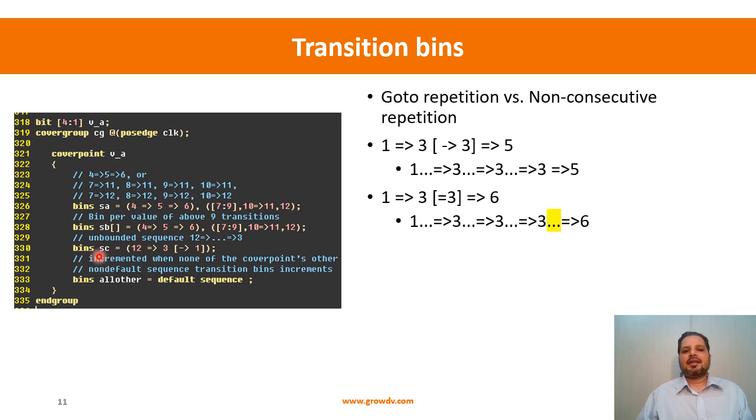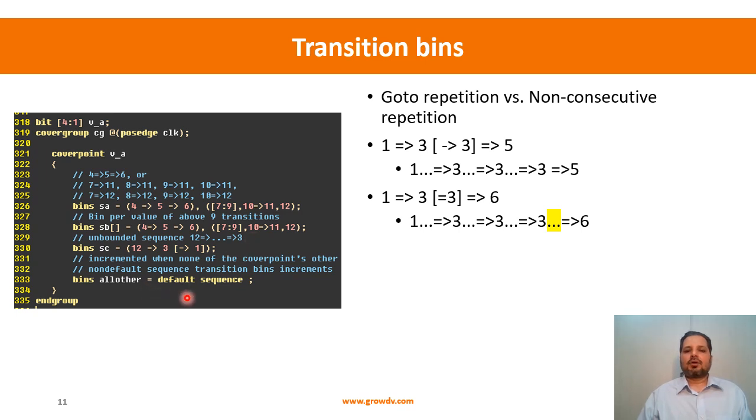Okay, and then here I am doing bin SC, which I am saying 12 with the go to operation of 3, which means a non-consecutive repetition, and it will go to the 3. So it's kind of an unbounded sequence. So anytime 12 after any number of samples 3 happens, this particular count will get incremented.